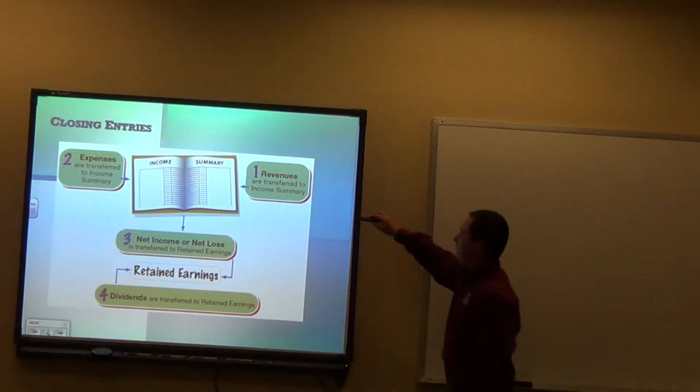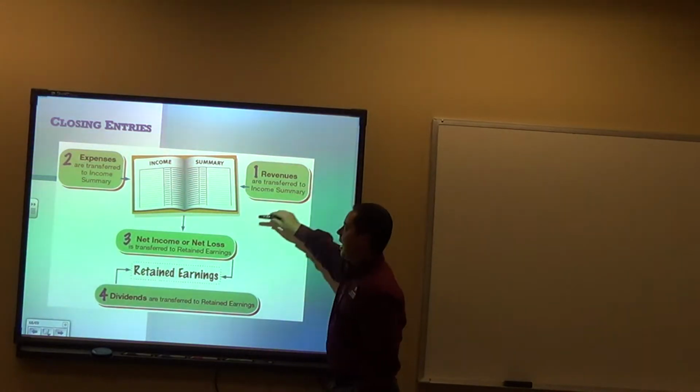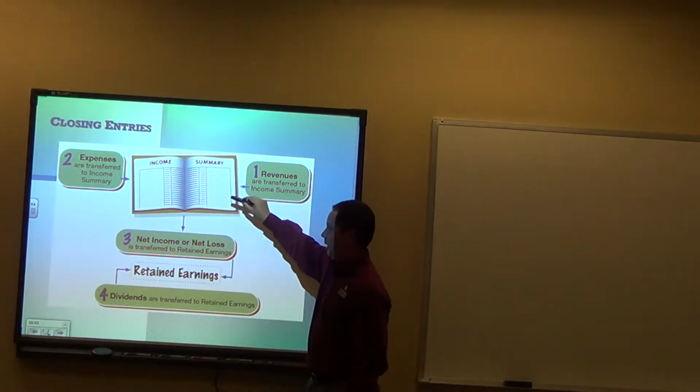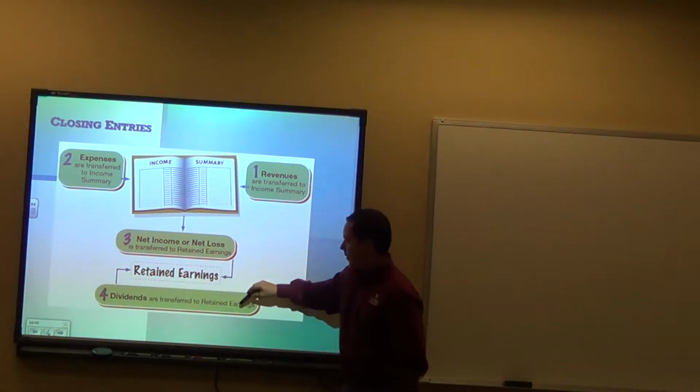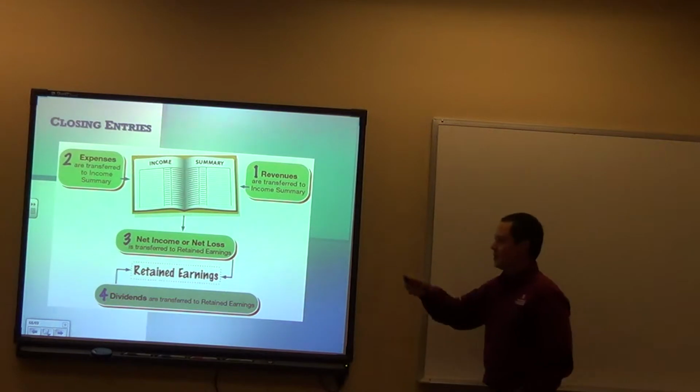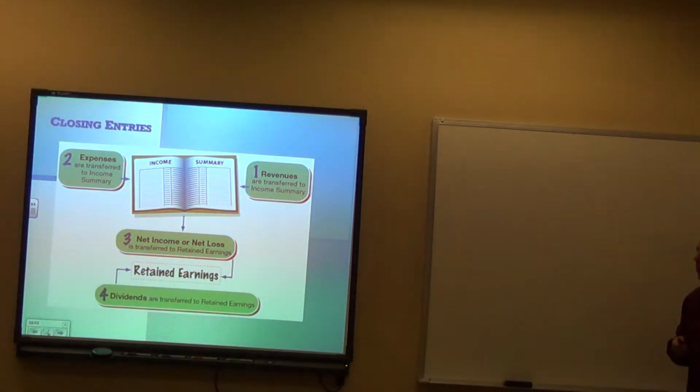So in here we have our revenues. They are transferred to the income summary. And then we transfer our expenses to the income summary. And then our net loss or net gain to the retained earnings, and then the dividends. And so we'll kind of walk through this in that order. So I'm going to walk through it with you here.